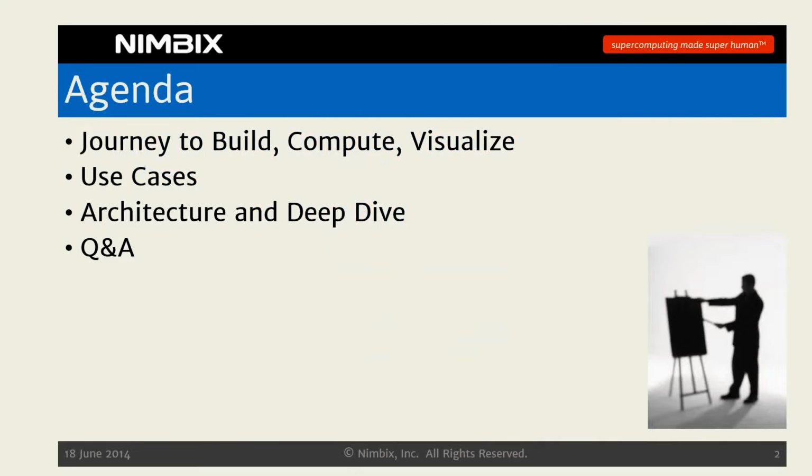Then we'll talk about some use cases, how this process methodology applies to different disciplines and problem spaces. Then we'll get into architecture and deep dive. So we'll look at the Jarvis architecture on the back end, and we'll talk about how to leverage that and some example implementations and so forth. And then we'll open it up to Q&A, as Paul mentioned. Just keep your questions coming, and we'll answer them once we're done with the presentation.